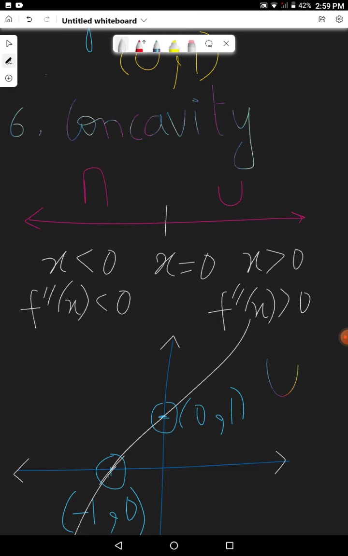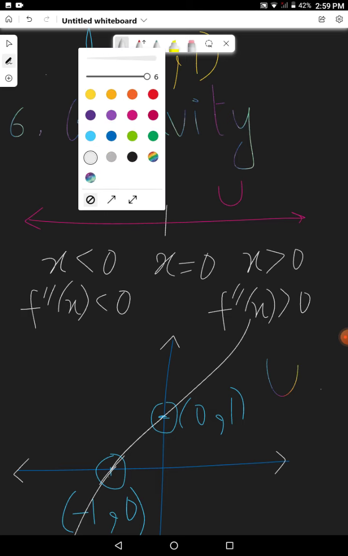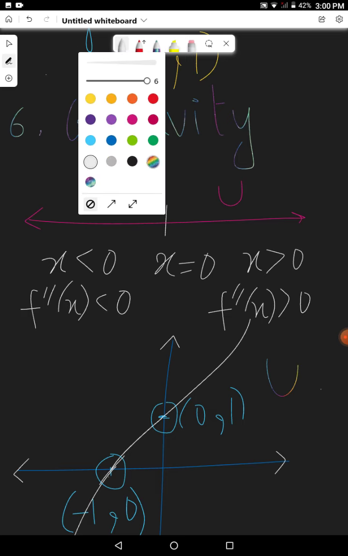So here also, now this you need to know, that if f double dash x is positive, then the curve will be concave up, and if f double dash x is negative, then the curve will be concave down. Okay, I repeat.